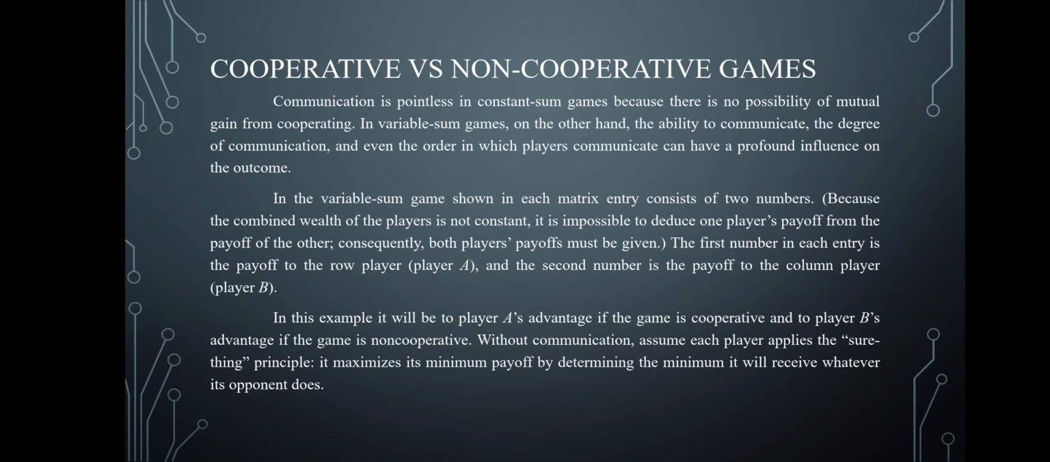We come to cooperative versus non-cooperative games. Communication is pointless in constant sum games because there is no possibility of mutual gain from cooperating. In variable sum games, on the other hand, the ability to communicate, the degree of communication, and even the order in which players communicate can have a profound influence on the outcome.